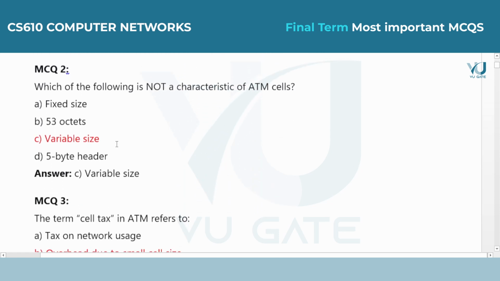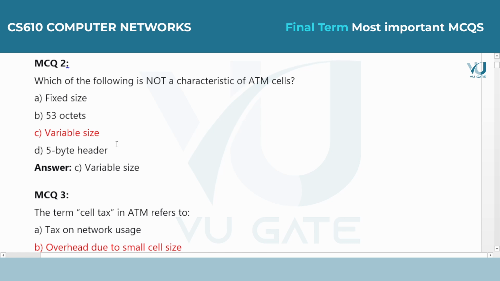MCQ 2. Which of the following is not a characteristic of ATM cells? Answer: C, variable size. Concept: ATM is specifically designed to use fixed-size cells of 53 bytes to ensure predictable and fast switching.